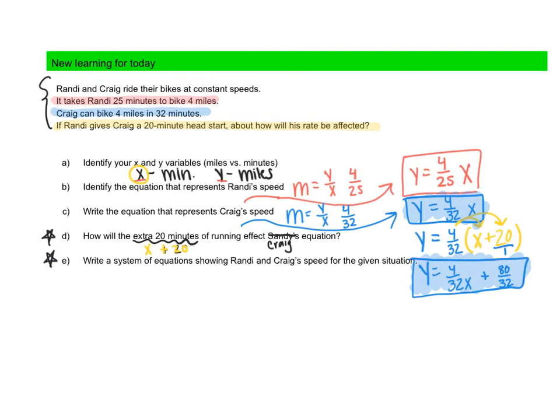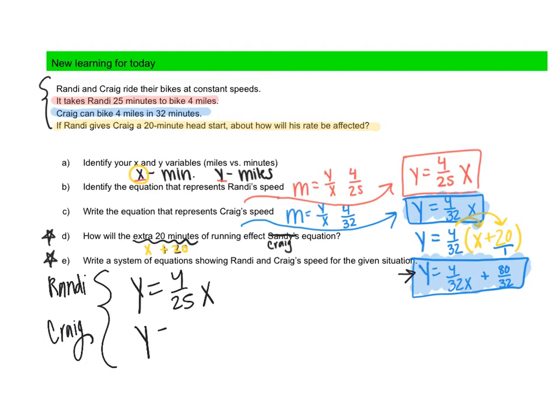Okay. Last part of today's lesson is we are learning how to write a system. And we use these brackets, and then we write it down. So we're going to write Randy's speed first, and then we're going to write Craig. And we're writing this whole situation, so we are going to use the equation that we changed up. So we have Randy, which is in red, y equals 4 over 25 x.